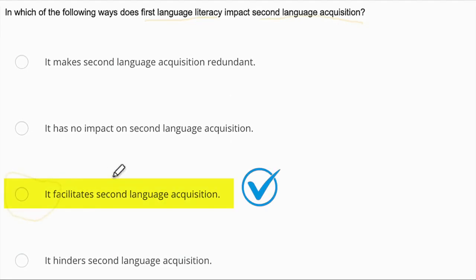Why is this the correct answer? Well, we go back and we think about the research that's been conducted on learning a second language, and it shows that a strong foundation in one's first language supports learning in a second language. So, without that solid foundation in one's first language, it's harder for them to acquire a second language, which is why this answer is correct.